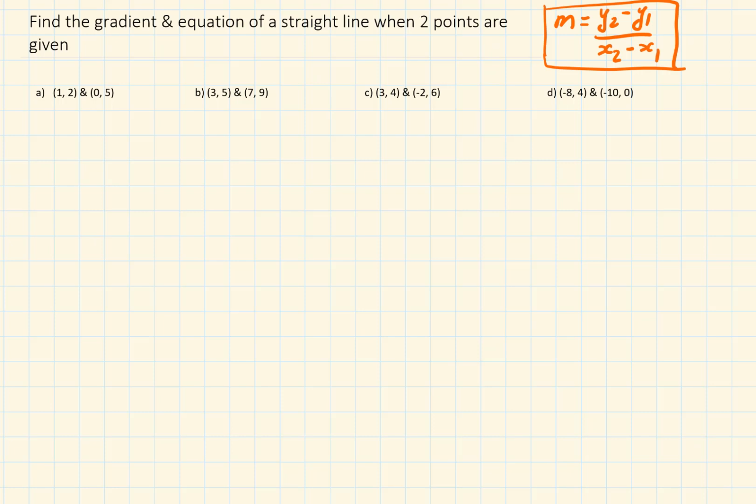And we also know that the equation of the straight line has a general form of y equals mx plus c. Our aim is, for each of these questions, to work out what the m is and what the c is. Because these are the constants, the m and the c are the numbers that are fixing the particular straight line in a space.